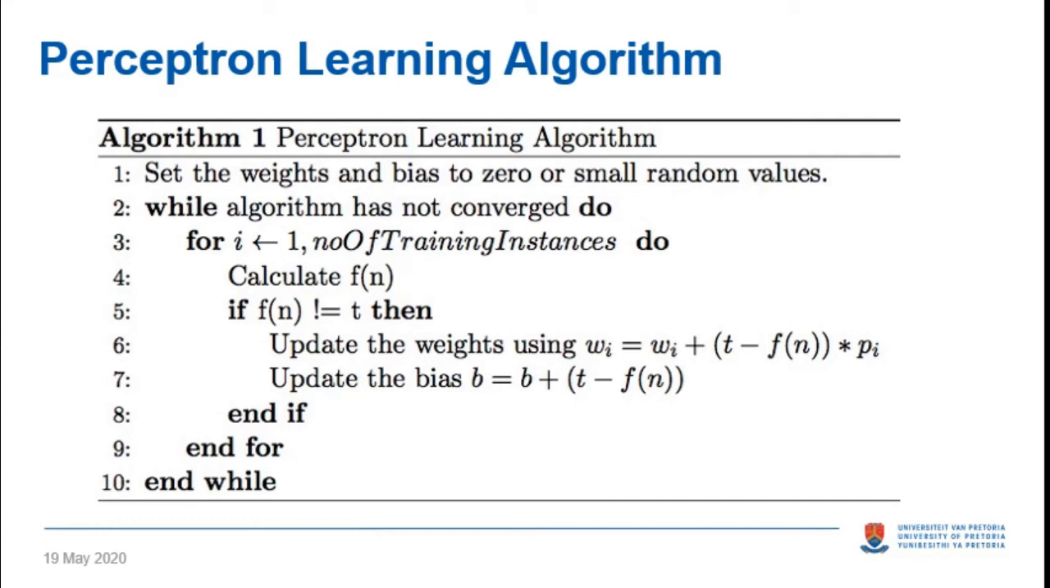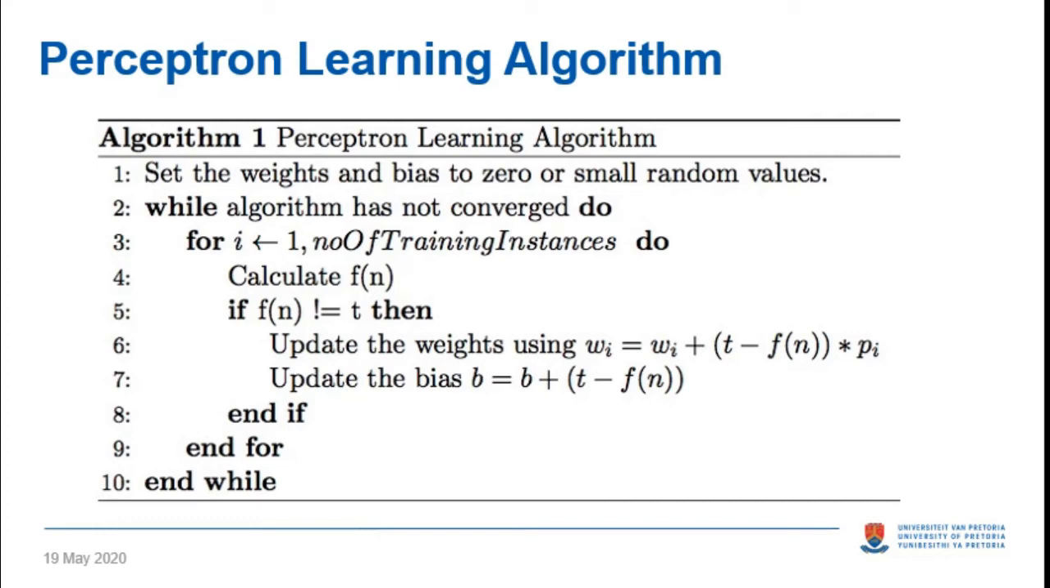The way you update the weight is that it's the value it previously had, plus the difference between the target value in your instance and f of n, the activation of the neural network, multiplied by the input value in your vector. Similarly, the bias is going to be its old value plus the difference between the target value in that instance of your data set and the activation of the neural network, which is f of n.